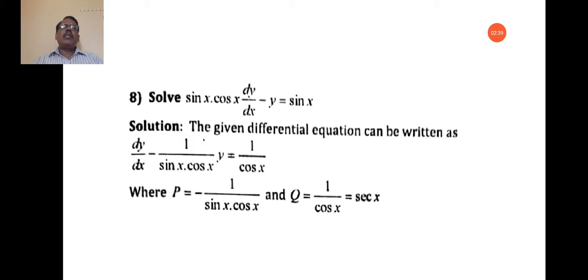Now you compare this equation with standard format. On comparing, we get p is equal to minus 1 by sin x into cos x and q is equal to 1 by cos x. So after comparing the equation with standard format, we get the values of p and q. So p is equal to minus 1 by sin x into cos x and the value of q is 1 by cos x. Here 1 by cos x, you may write it as secant x. So these are the values of p and q.